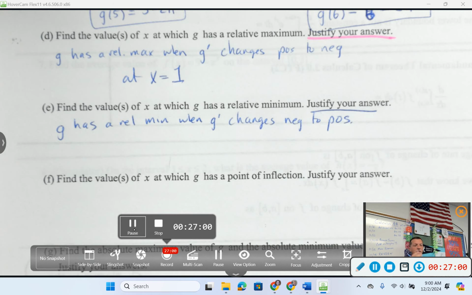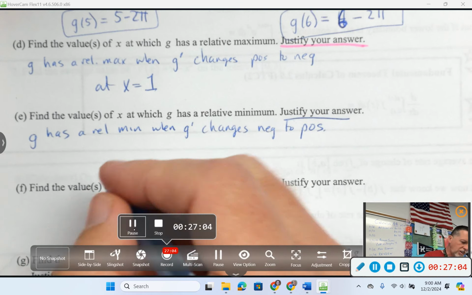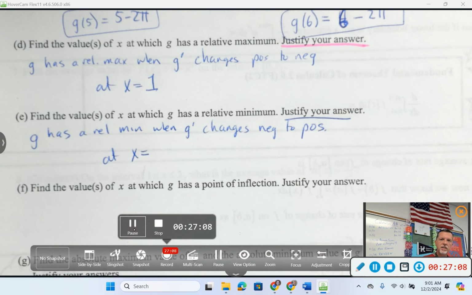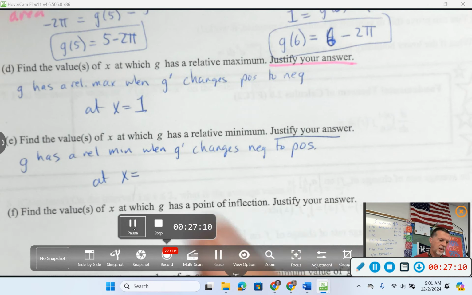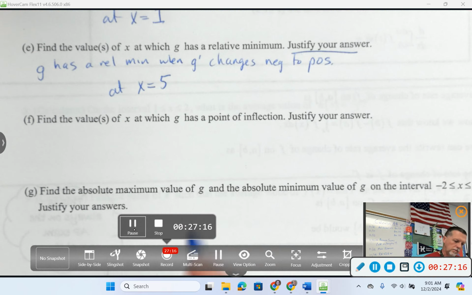Yeah. So now I look at my picture. My picture is G prime. Where does it change from negative to positive? At 5. Ooh, point of inflection.